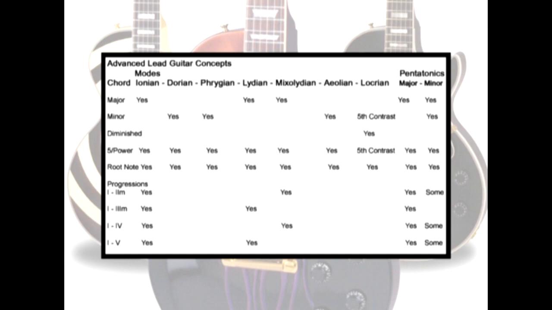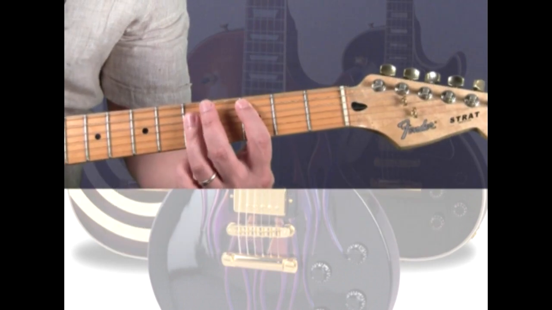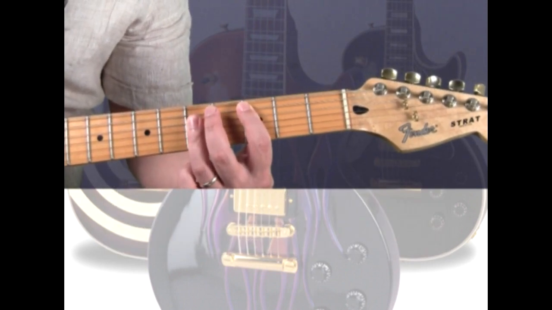To the right of the chords, you see the word yes in the Ionian and again in the Mixolydian mode columns. And all the way to the right under the pentatonic column, you see yes for the major pentatonic and some, which means sometimes, for the minor pentatonic. In the key of C, that would be a C major to D minor chord progression.